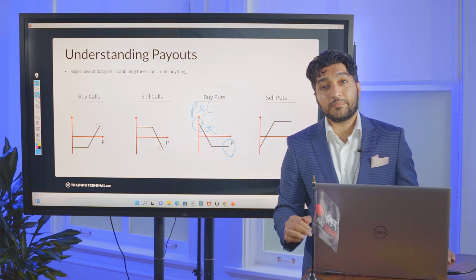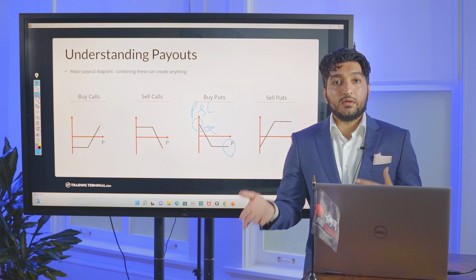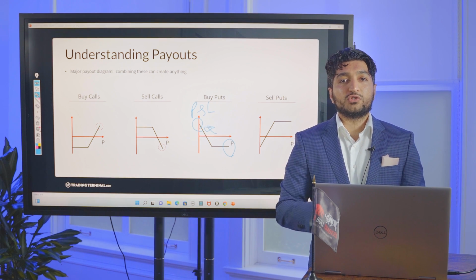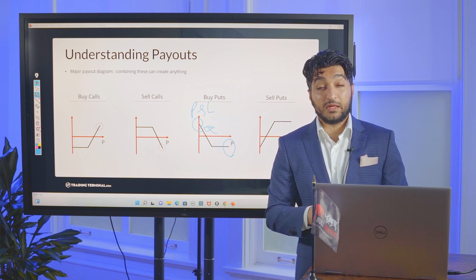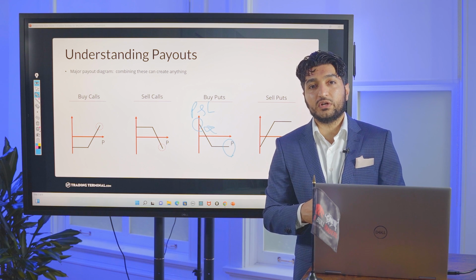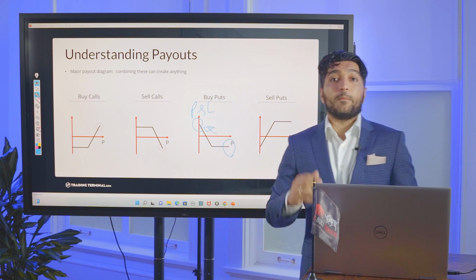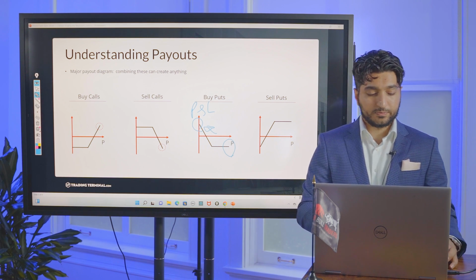So your maximum profit is capped, but also your maximum loss is capped. What does that mean? If the stock actually goes up and you end up buying puts, in the worst case scenario, you lose all the premium that you put forward. So going into the trade, you know exactly how much you're going to lose. This is amazing for beginner traders who have trouble understanding risk management. Prior to going into the trade, you know exactly how much you're going to lose.